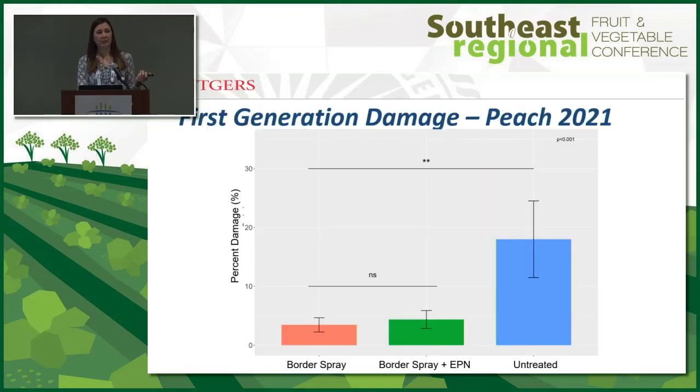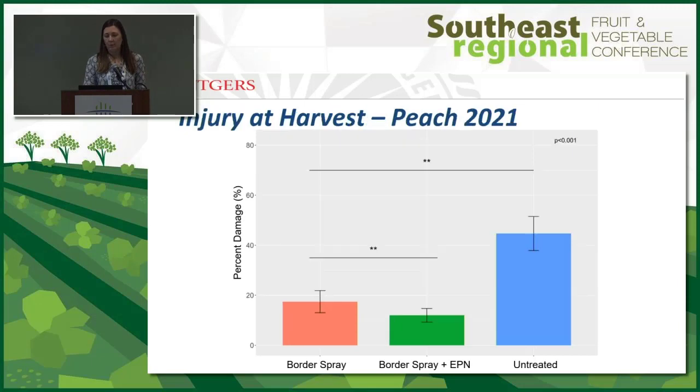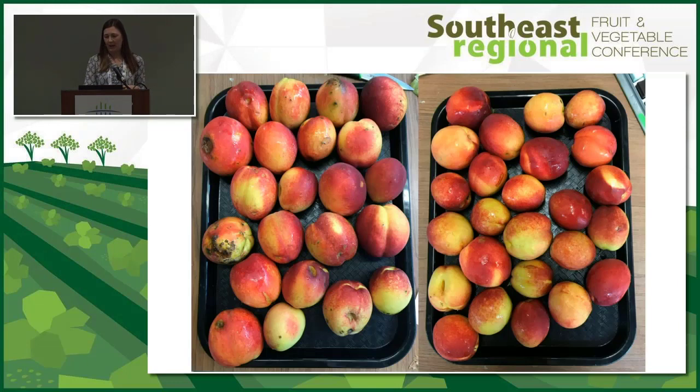So when we looked at first generation damage, mid-season, right before pit hardening, our border spray and nematode treatments were not significantly different from each other, but they were significantly different from the control. When we look at harvest, which is after the nematode treatment would have taken effect, we do see a significant reduction in the amount of injury in the border spray plus nematode versus the border spray alone and the untreated control. And these are Fantasia nectarines. The ones on the left are from the untreated control plot, and these are the ones with the border spray and nematode treatment. So you can see a little difference in the quality of that fruit at harvest.